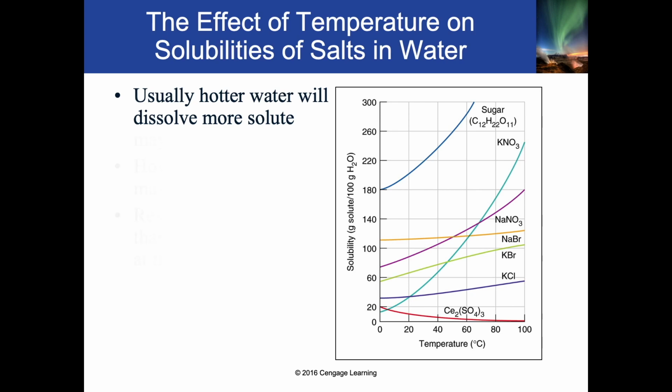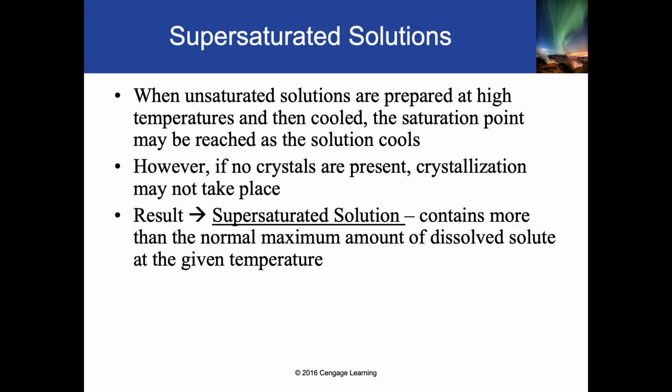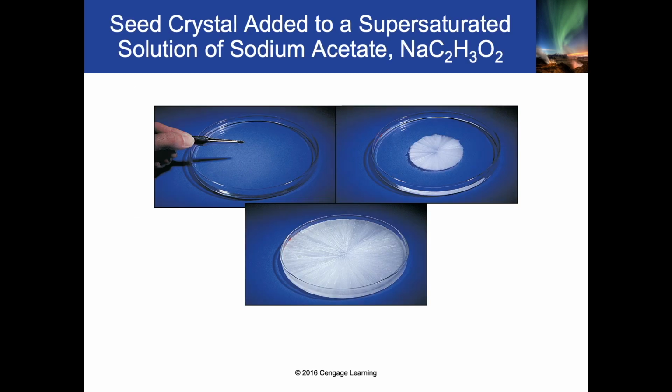Okay, supersaturated solutions. Oh boy, do I have a story about supersaturated solutions. When an unsaturated solution is prepped at high temperatures and then cooled, the saturation point can be reached as the solution cools. So you can add a whole bunch of extra stuff and make it more soluble because it's at a higher temperature, and then you let it cool down and you have what we call a supersaturated solution, right? Here's a solution of sodium acetate in this little petri dish. This literally looks just like the heating pads, except they had colors in it to entice you with pretty colors.